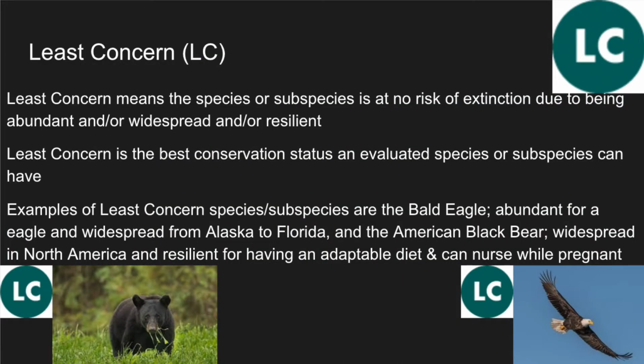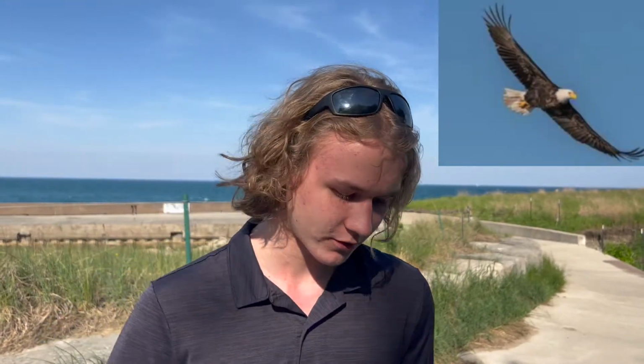Least concern means a species or subspecies is at no risk of extinction due to being abundant, widespread, or even resilient. Least concern is the best conservation status a species or subspecies can have. An example of a least concern species is the bald eagle, abundant for an eagle and widespread from Florida to Alaska. An example of a least concern subspecies is the American black bear, widespread and resilient due to having an adaptable diet as well as being able to nurse while pregnant.